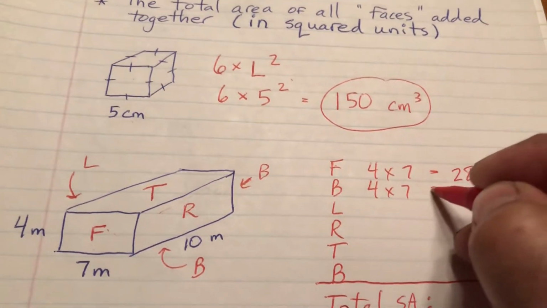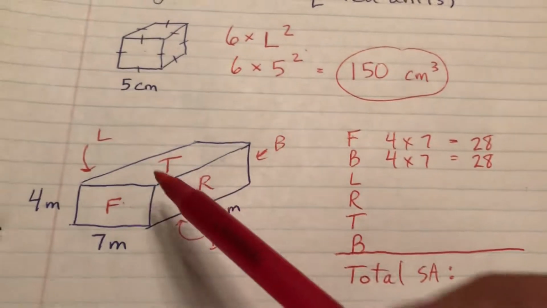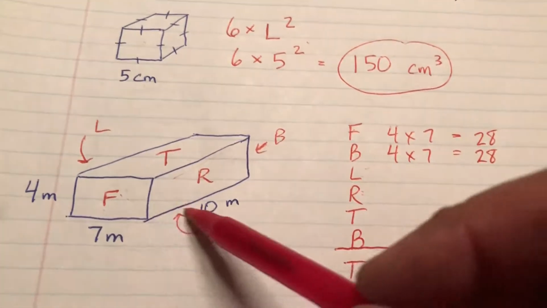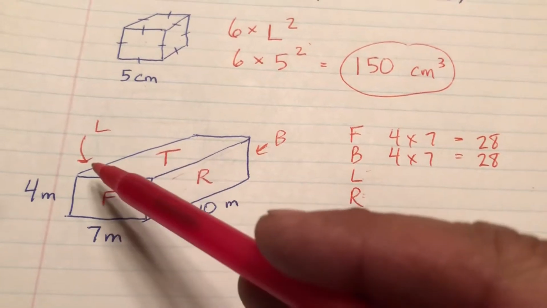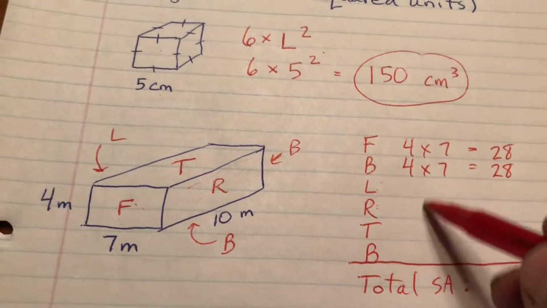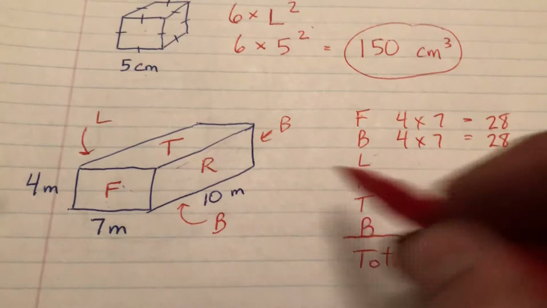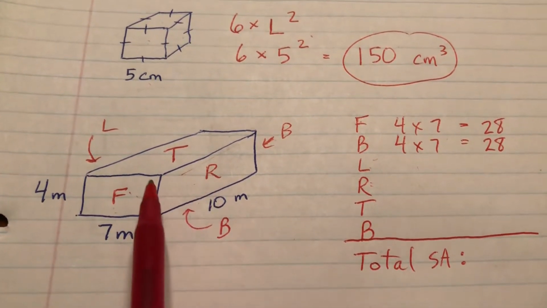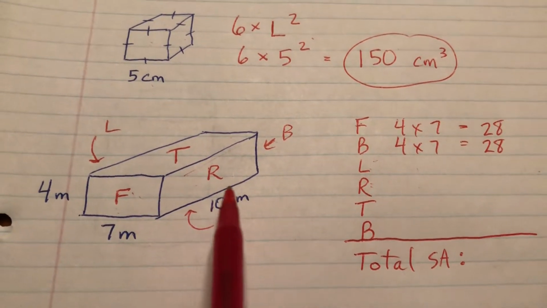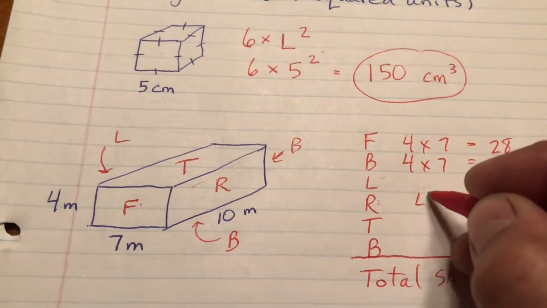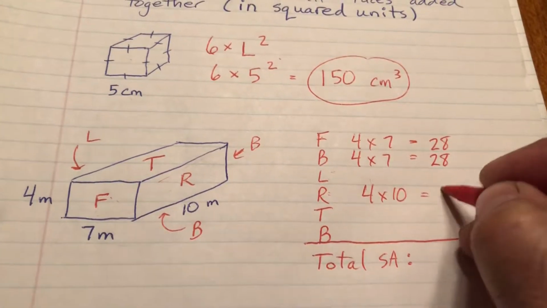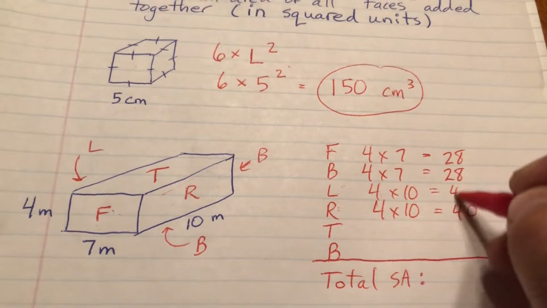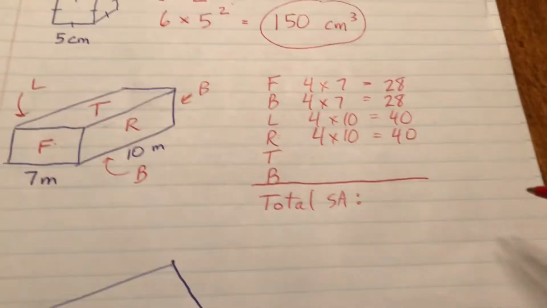4 times 7, 28. Okay, so next we're going to do the left and right. Now again, left and right, those are twins. So I'll just find the left and then I'll double it. And so we'll have the same answers here. So if you look at the right, it's 4 this way and 10 this way. So the right side is 4 by 10, which is 40. And the left is its twin, so 4 by 10 is 40. And that takes care of those 2 sides.